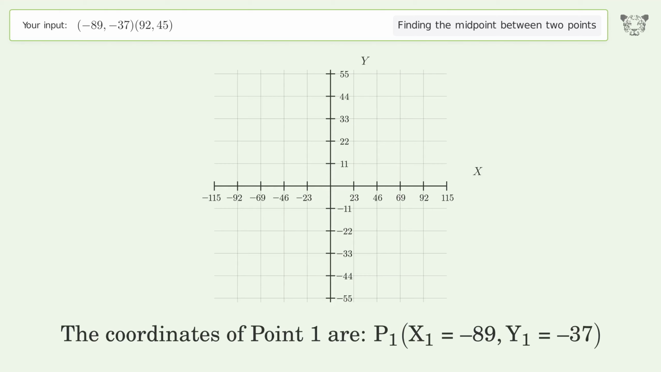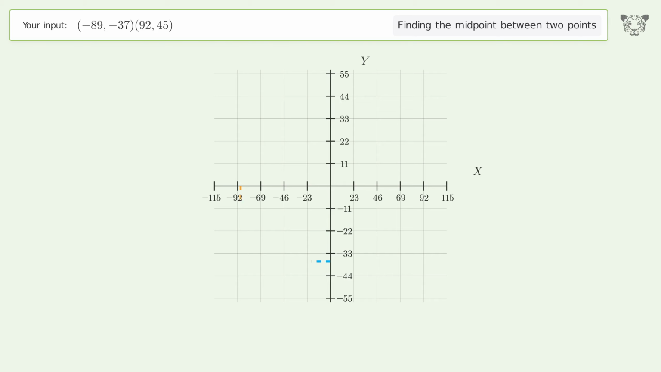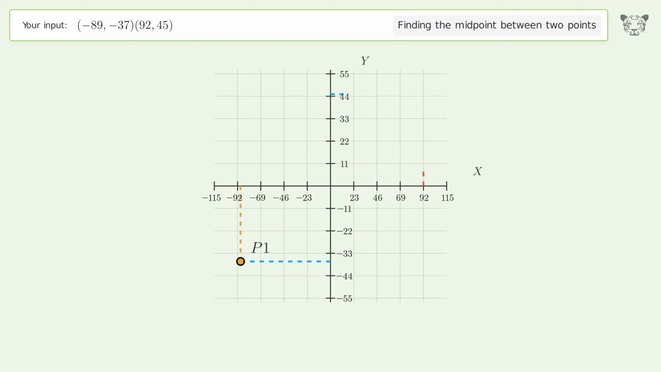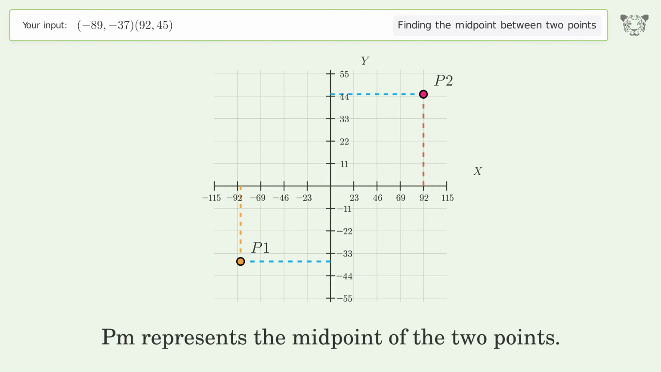The coordinates of point 1 are, x1 equals -89, y1 equals -37. The coordinates of point 2 are, x2 equals 92, y2 equals 45. PM represents the midpoint of the 2 points.